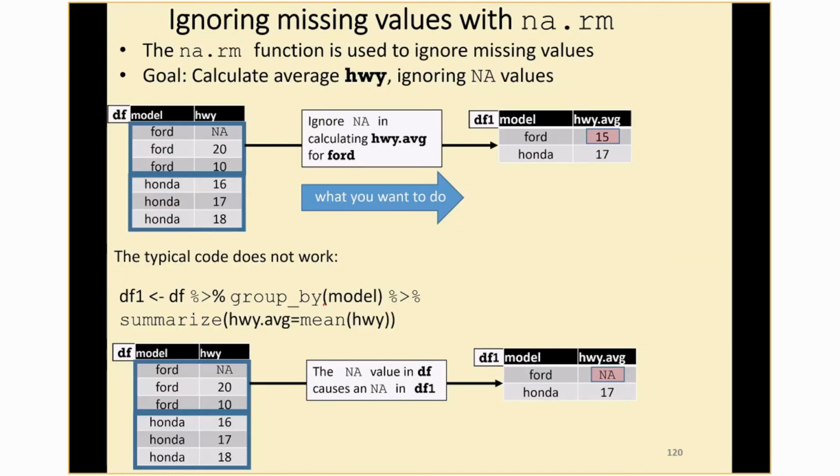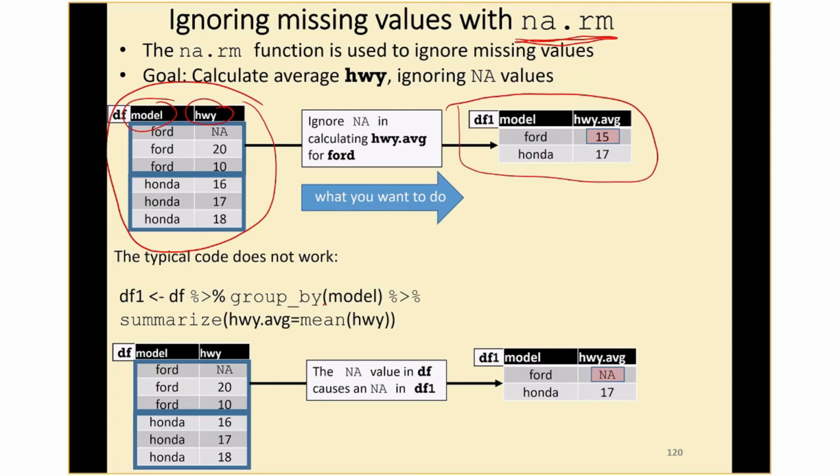So in this slide, we're going to use the argument na.rm to ignore missing values. We're going to start off with a very simple data frame called df. There it is. It's got 2 different models and the highway mileage associated with each. What we want to do is make a summary data frame that shows for those 2 different models what the average highway mileage is going to be. And the fly in the ointment is this value here of NA.